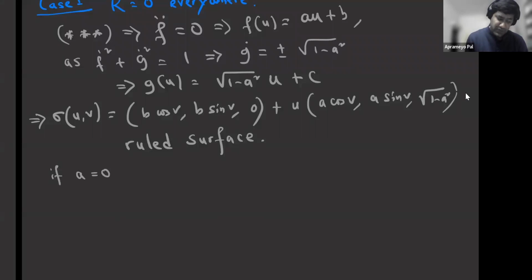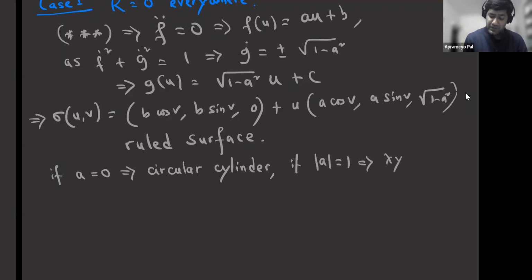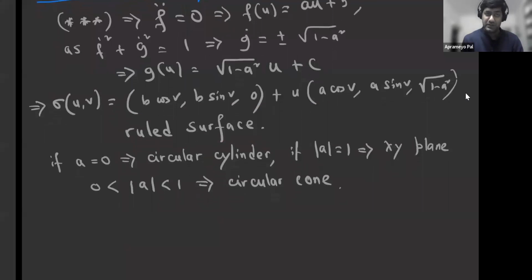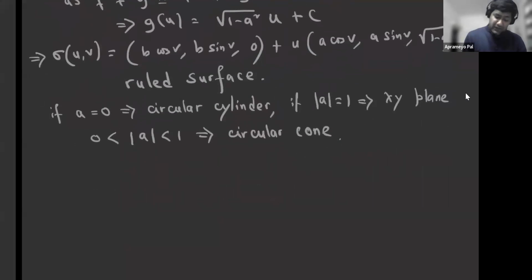For example, if you take A equal to 0, this is a case given by a circular cylinder. If A is 1, this is nothing but the xy plane. And if A is between 0 and 1, this is nothing but a circular cone. So these are all special cases of the ruled surface given by this parameterization. Okay, so that's the first case.